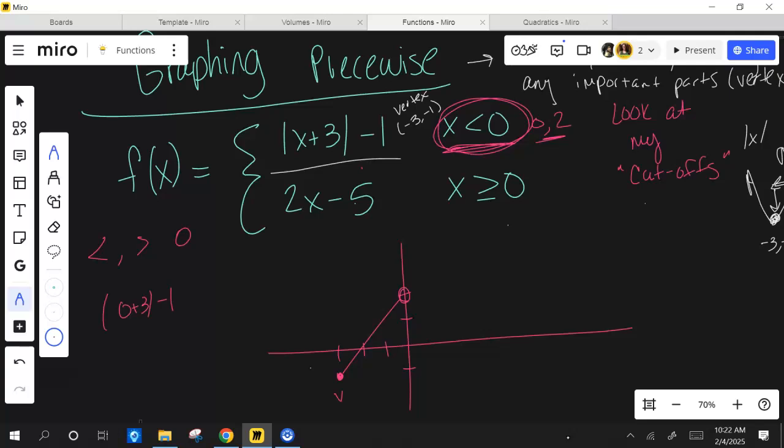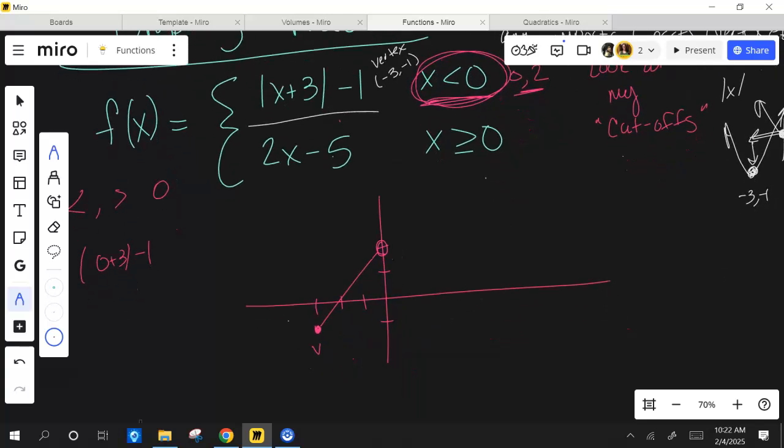Now, because an absolute value is symmetrical, I don't have to actually calculate another point. I can say this is my axis of symmetry. I can go over 1, 2, 3, 1, 2, 3, and I can graph from here. So every point on that graph is closed except for the one point where it's cut off.